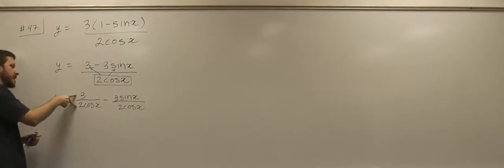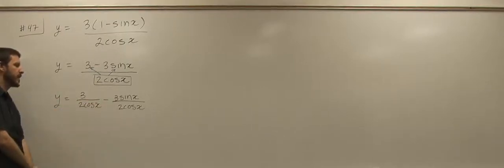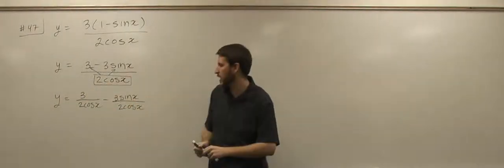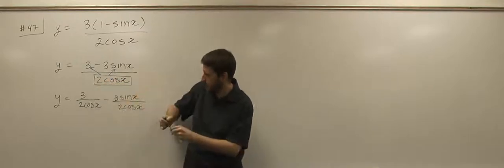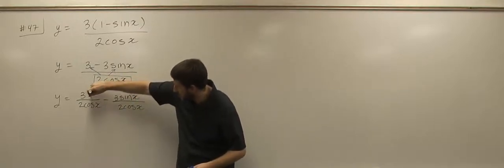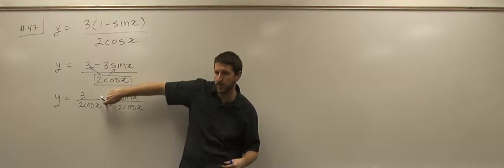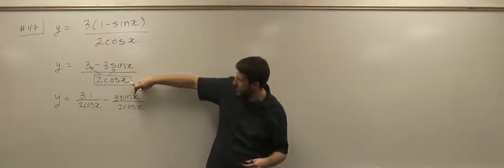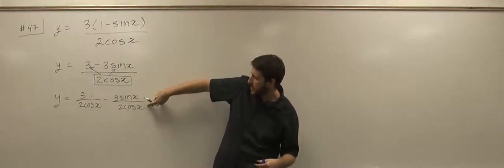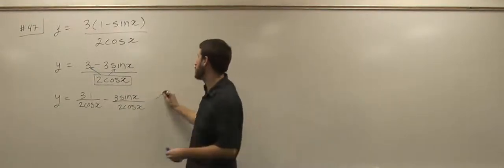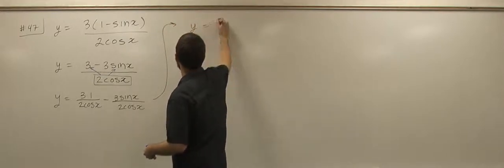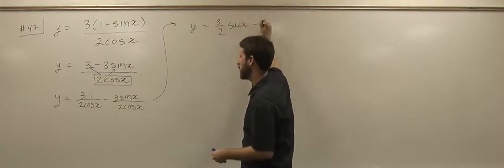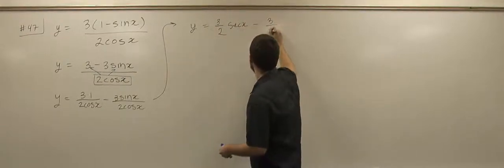And then each of these I can transform using my trig identities. So the 3 halves you think of as a constant, but then you have a 1 on top here being multiplied. So you have 1 over cos, which is equal to what? Secant. And then the 3 halves here are again constants out front, but then sine over cosine is tangent. So you can rewrite this as y equals 3 halves secant minus 3 halves tangent.